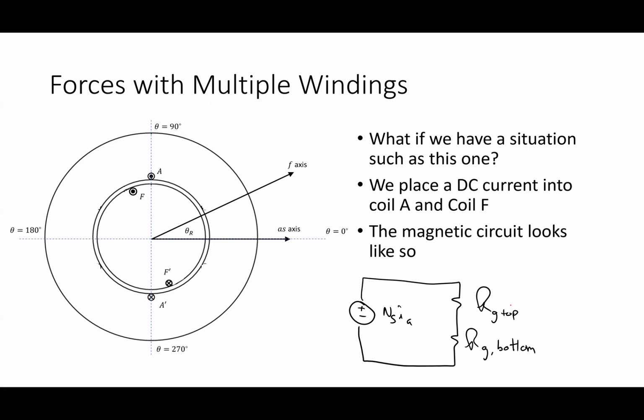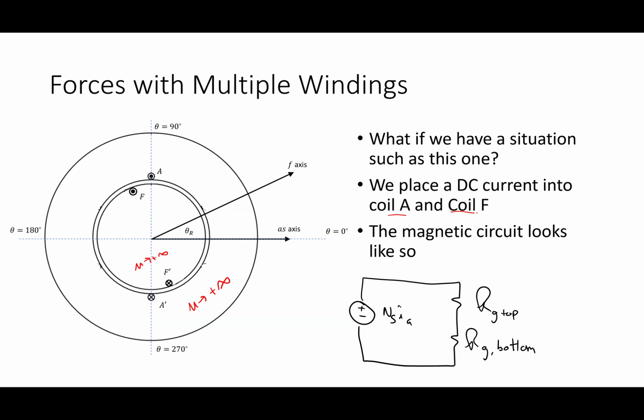So this is a cross-sectional cut of a cylindrical machine where the rotor can move. The rotor is the middle part, the stator is the outer part. The mu of this stator is infinite, and the mu of this rotor is infinite. Now, to keep things simple, let's put a DC current into coil A and into coil F.